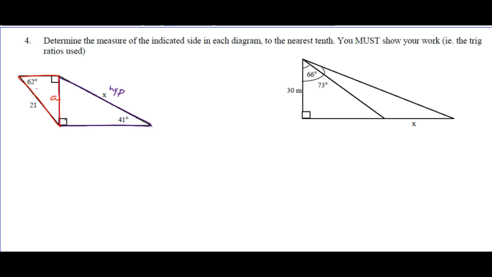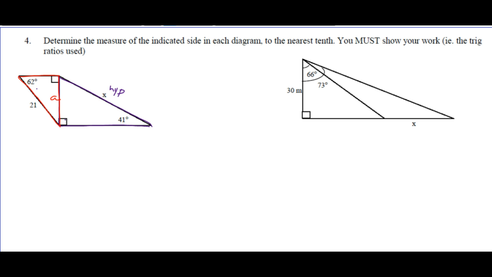So this is a two-step procedure, right? We have two right triangles. In this case, they joined with a common side. We're going to use trig to figure out the measure of side A, and then we will use trig again to figure out the measure of side X. We will not round the A. Okay, we will leave that in our calculator. When I write it down, I'll show you what I write.